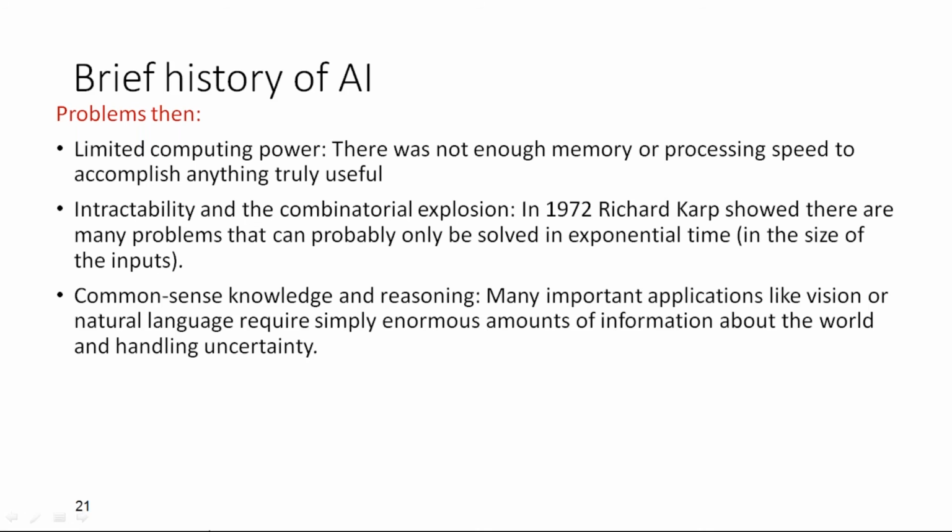Most of the algorithms in machine learning and AI date back, they're all intractable and they suffer from a problem called combinatorial explosion. Does anyone know what combinatorial explosion is?